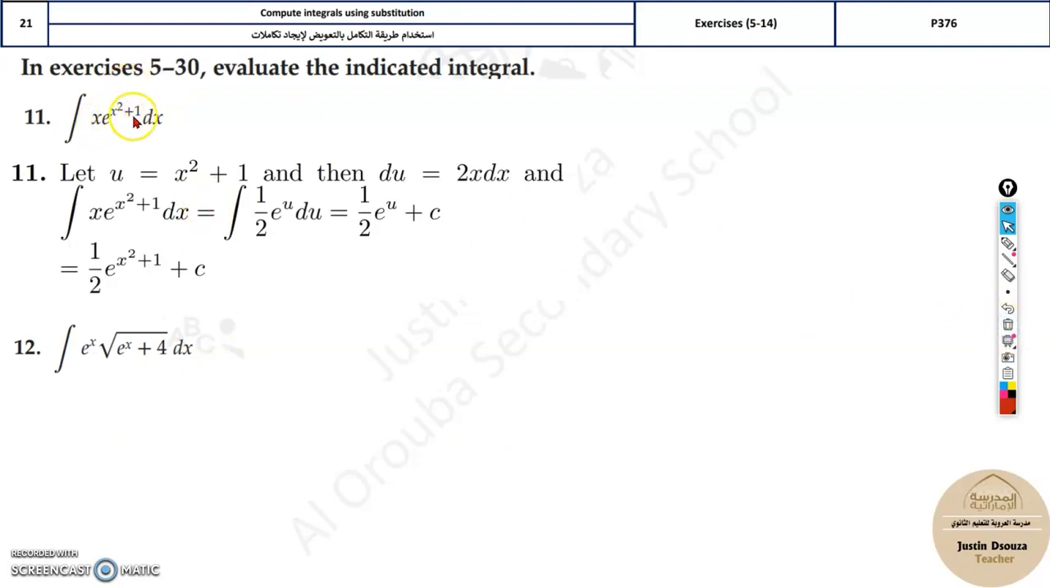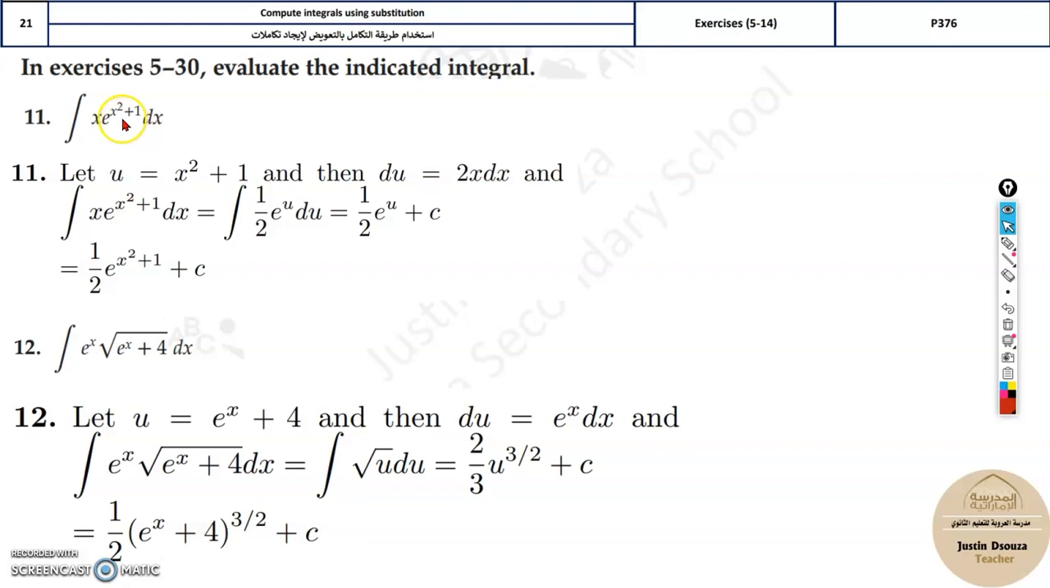Now, we have done a similar problem, e to the power. Whatever is there in the power, we take it as u, only for the e thing. Now, in this case, don't take x as u. If you take x, you can't solve it, because there is a square root, you need to take whatever is inside the square root. This entire term is taken as u, and then you can simplify and solve it.